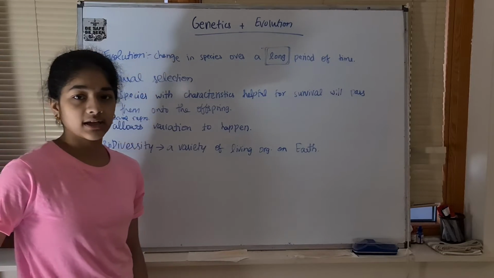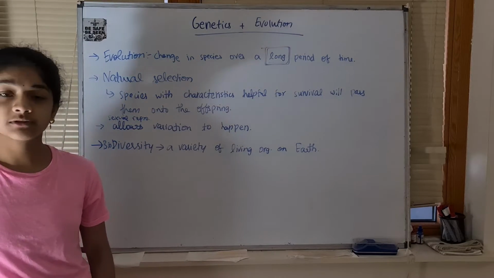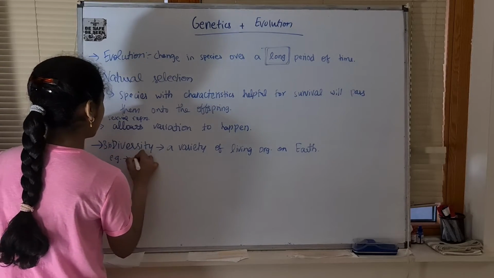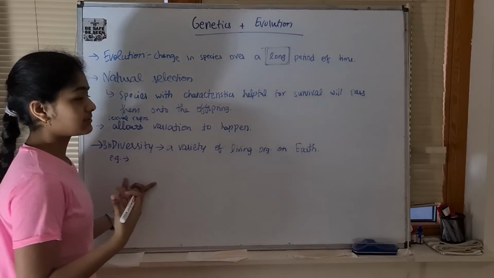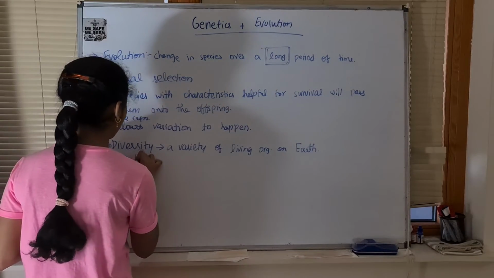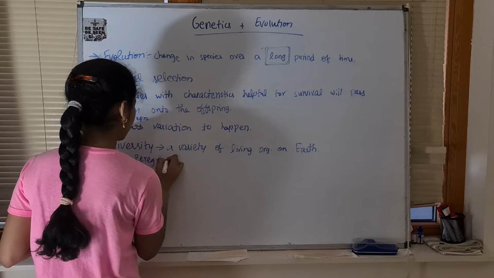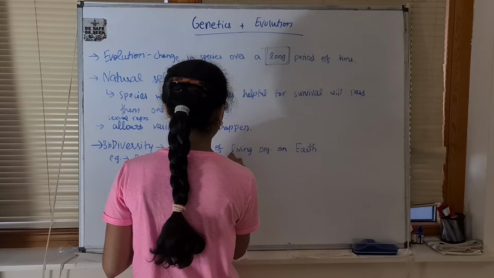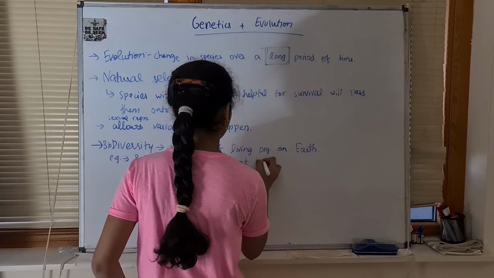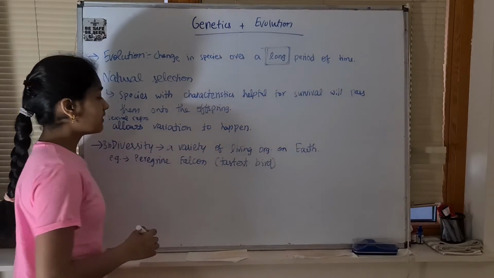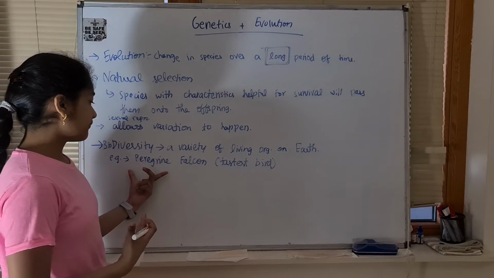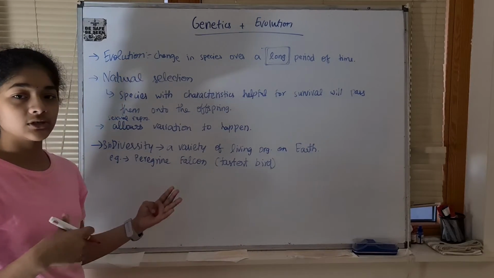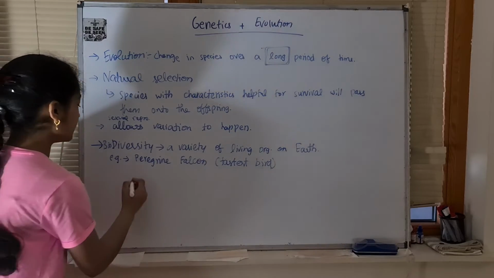Now, adaptation is a characteristic of an organism that helps it to survive in its environment. Let's take an example of adaptation. Not the largest, but the fastest bird on Earth is called the Peregrine Falcon. There are some characteristics of this peregrine falcon which help it to fly really quickly in the sky.